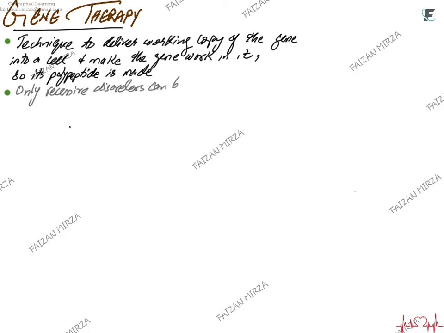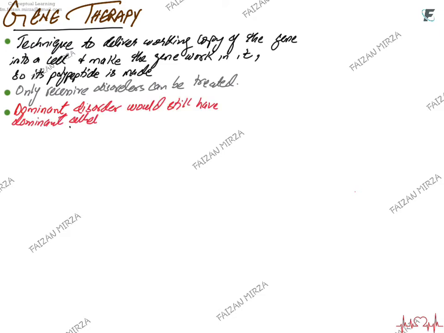But the case is that only recessive disorders can be treated. Dominant disorders cannot be treated in gene therapy because the dominant disorder would still have the dominant allele in the cell, irrespective of how many recessive alleles we keep on putting through any vector into the disease cell.